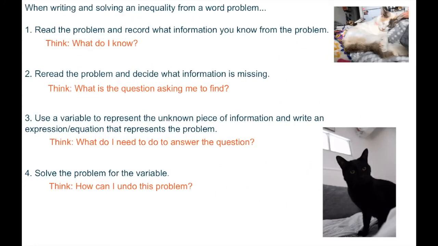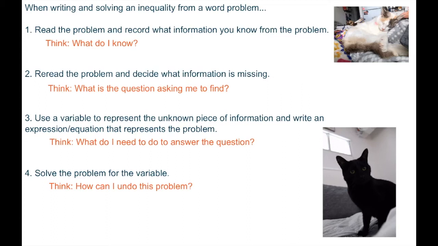Alright, so you'll notice that our summary steps look very similar to the ones from last week on equations. When we're writing and solving an inequality from a word problem, we first have to think, what do I know? We've got to read that problem and figure out what we know from the problem. Second thing we have to think is, what is the question actually asking me to find? And to figure this out, we need to reread the problem and decide what information is missing.